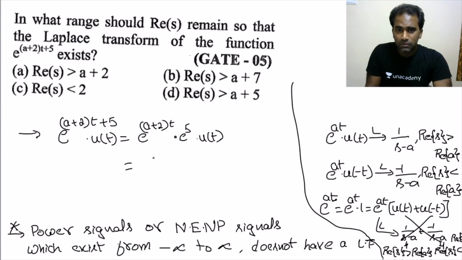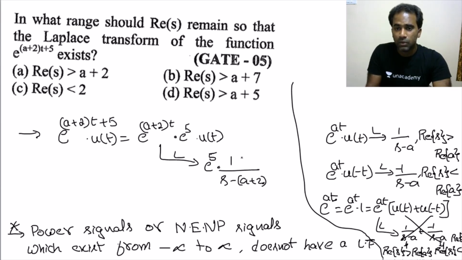Right, now tell me this one. The Laplace transform of this signal is a very simple question. The constant is e power 5. If a constant is multiplied in the time domain, the same constant is multiplied in the Laplace domain also. So e power 5 into the Laplace transform of this signal, which is 1 divided by s minus of a plus 2.